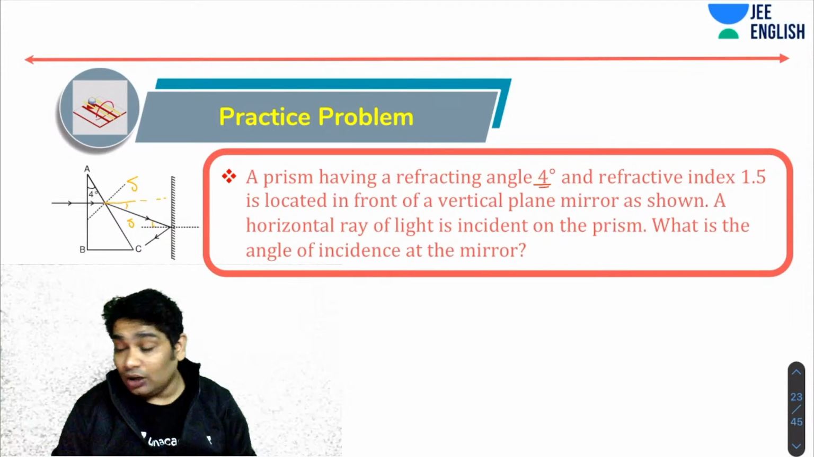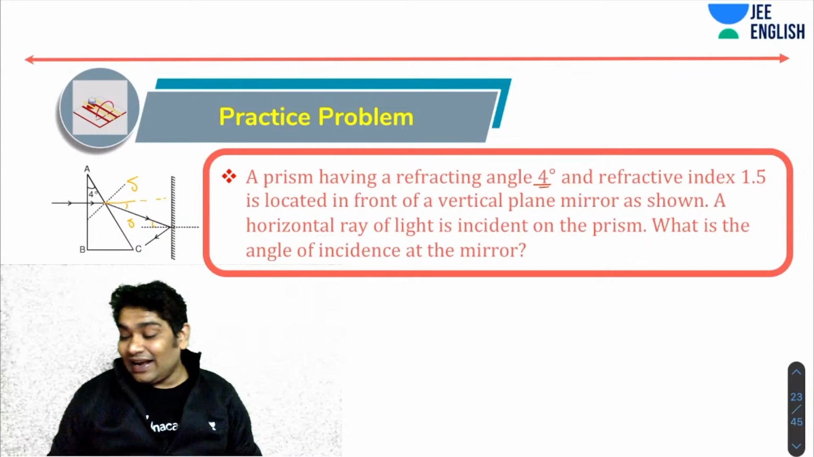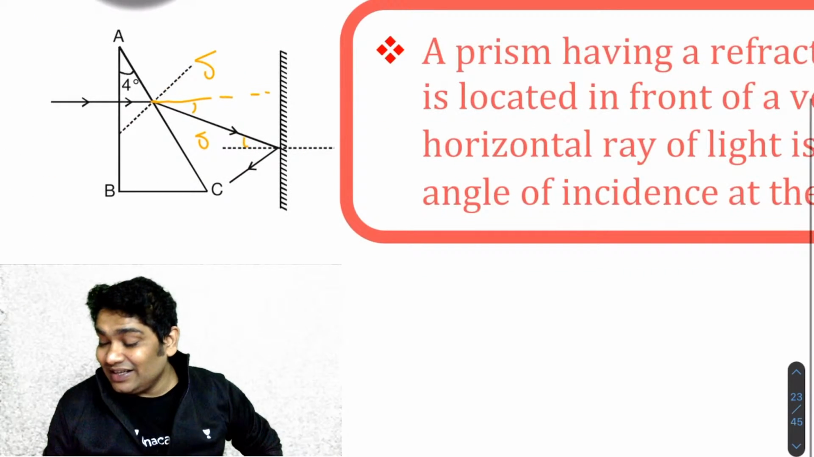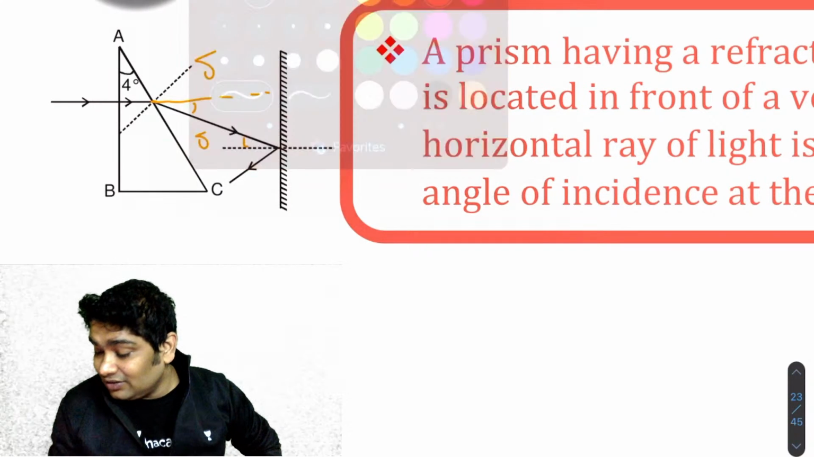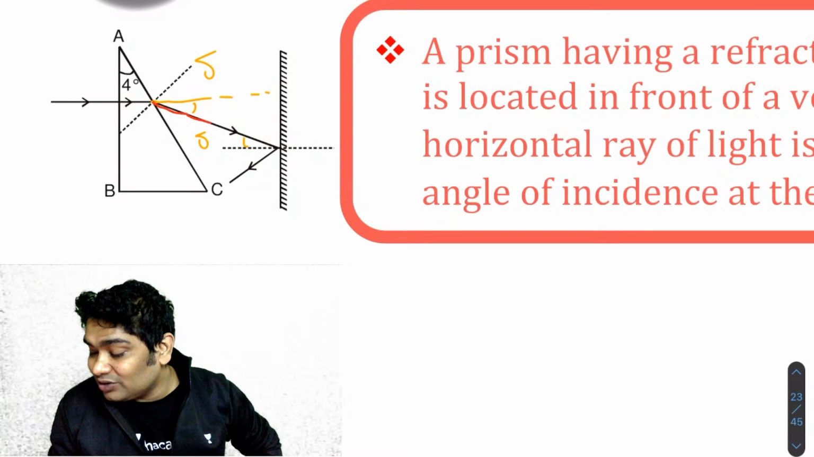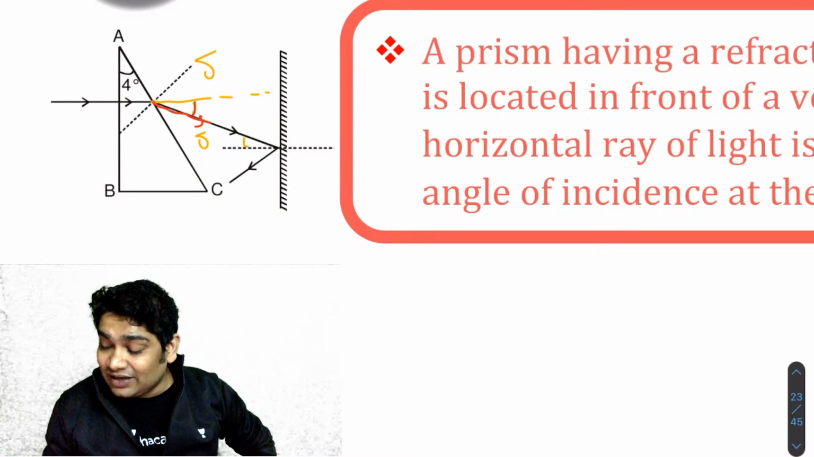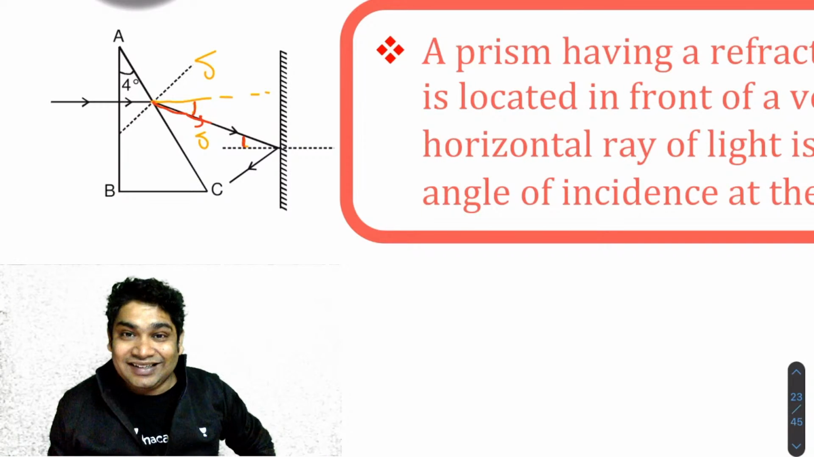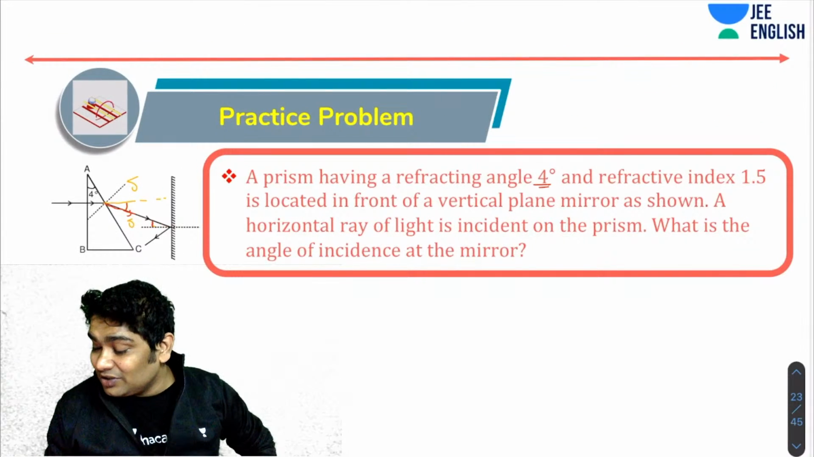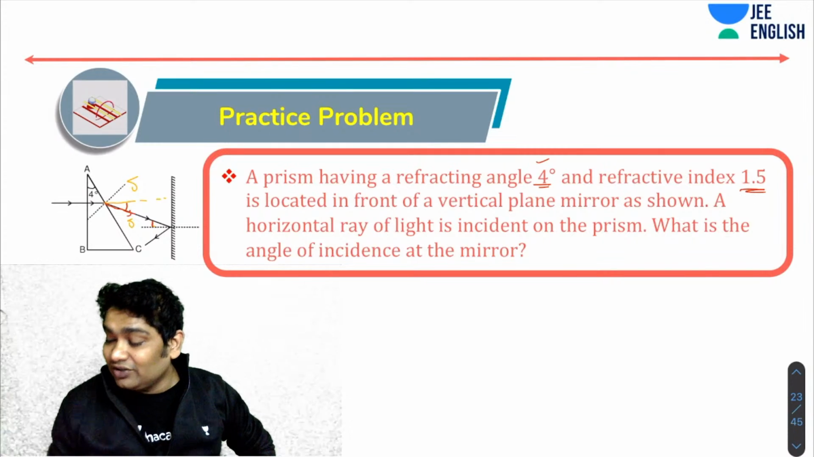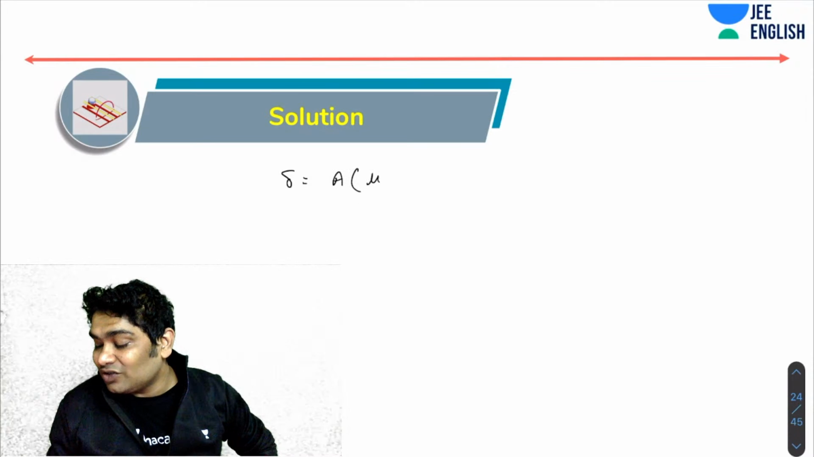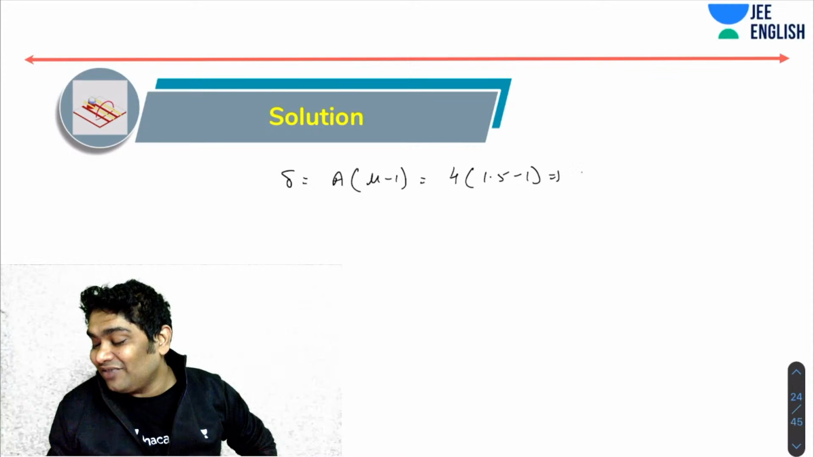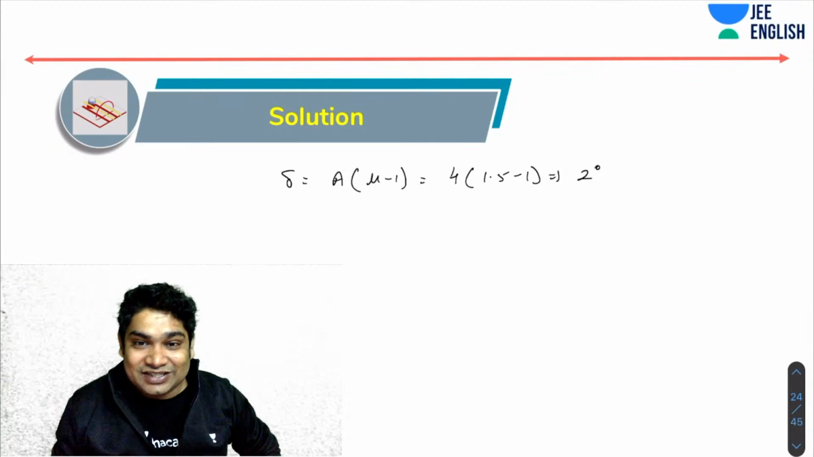Okay, AP says 2. All right. So yes, I had shown you that this is the actual path of the light. This was the original path, and this was the final path. So the delta would have been this angle, and if this angle was delta, this angle of incidence would also have been delta. You know that the angle of prism is 4 and the refractive index is 1.5. We just said that delta is nothing but A times mu minus 1, so that will be 4 times 1.5 minus 1, which is in fact 2 degrees. So that is the correct answer.